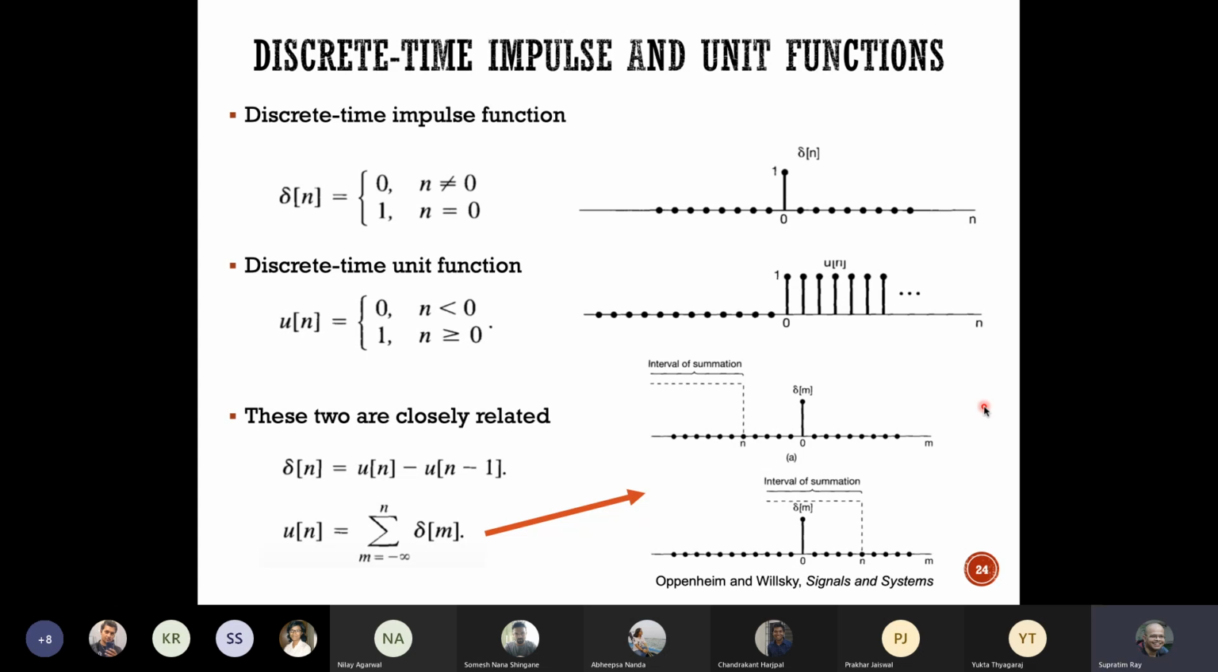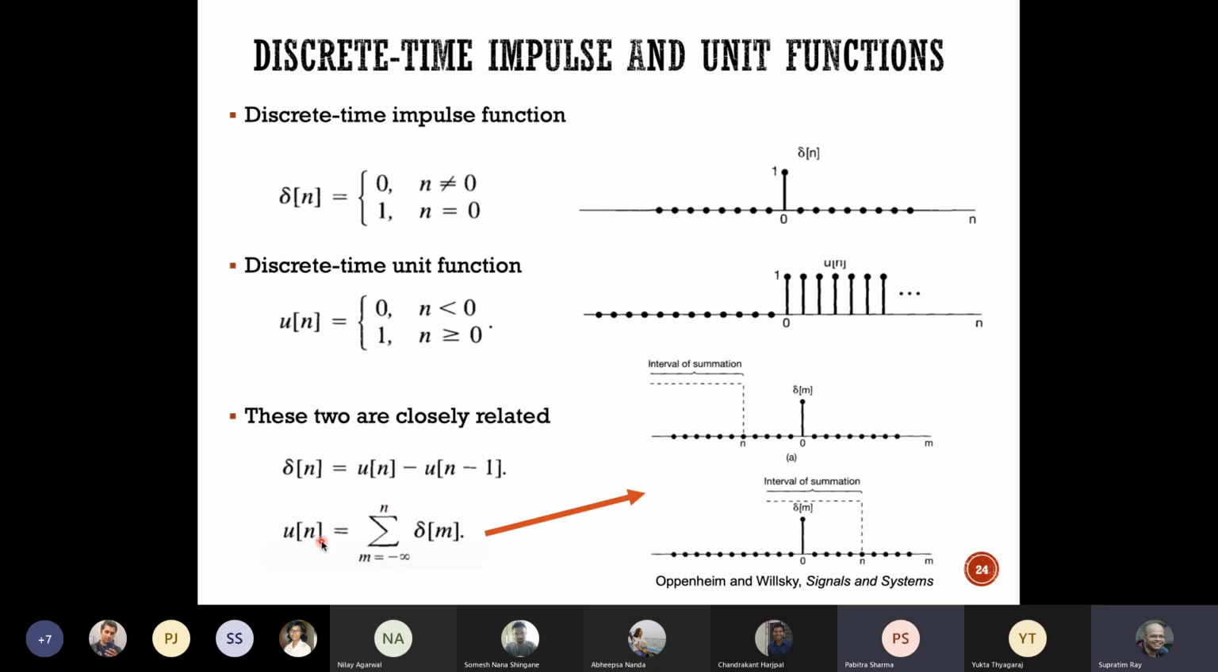Sir, can you explain the u[n] is equal to the summation of delta[m]? I'm a bit lost. Yeah, that's what's shown here. I'm looking at the interval of summation from minus infinity to n, and if n is less than 0, then I don't have this one here, so the summation is just 0. So this thing for n less than 0 is just 0. And when the interval of summation goes beyond 0, then I will catch this, so the summation will be 1.